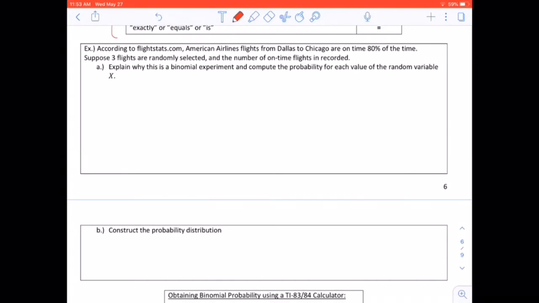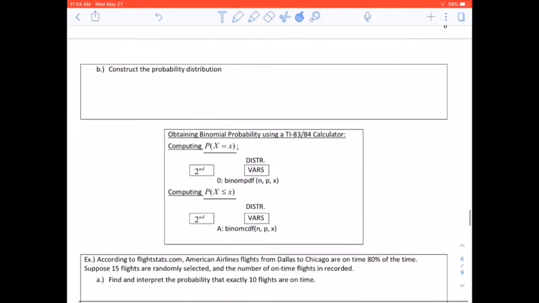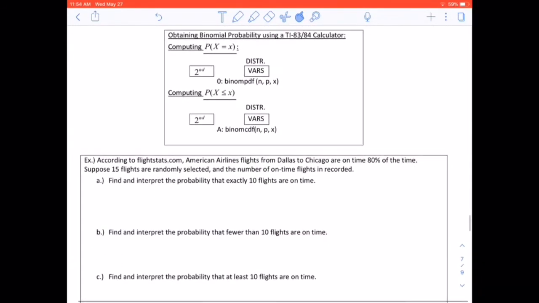The next example I am going to circle, and we will work on this one together in class. And then we get into how to use a calculator in order to do a lot of this work. So we're going to go ahead and give this a star. This is obtaining a binomial probability using an 83 or an 84 calculator. And we have two things. The first one's going to be the probability that x is equal to x. And the second one is going to be the probability that x is less than or equal to x.